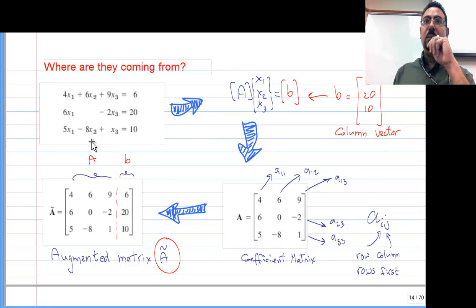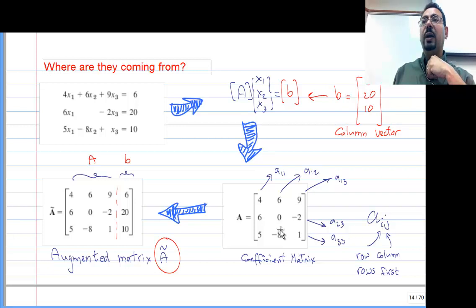You can write this by taking x1, x2, and x3 and putting them in a vector like this, and then the coefficient matrix would be this, A. And this column vector here is B. So B is 6, 20, and 10. And what is A? It's the numbers here: 4, 6, 9, then 6, 0, and minus 2, because x2 doesn't show up. And then 5, minus 8, and 1. So this is a coefficient matrix.